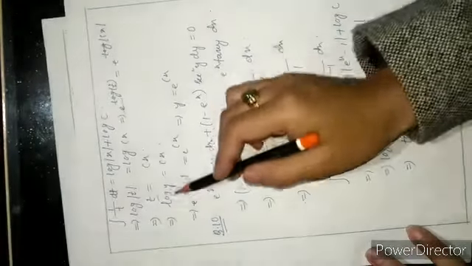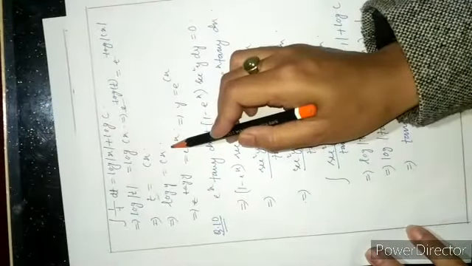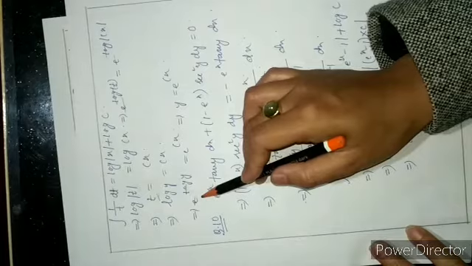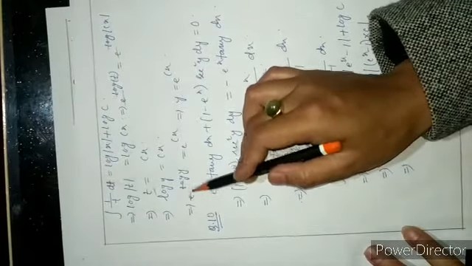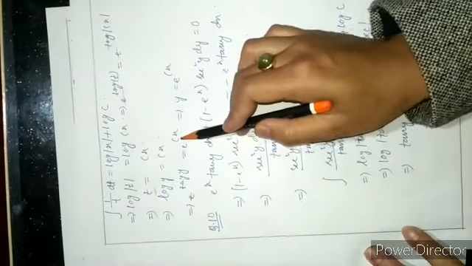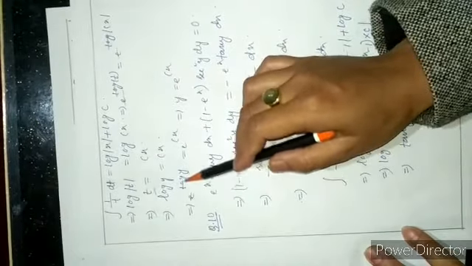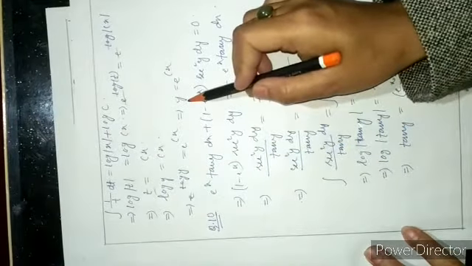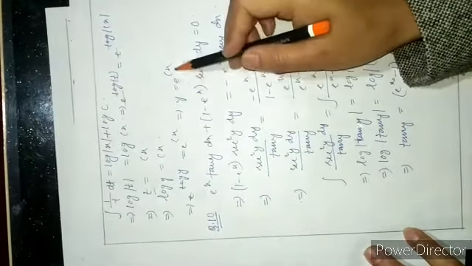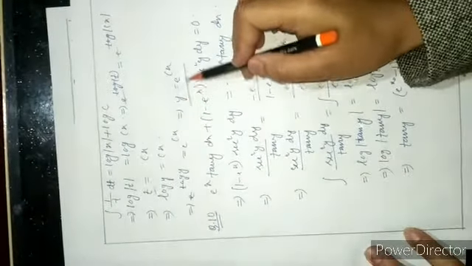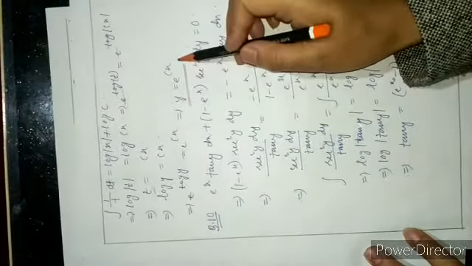Then replace this t by log y, which is equal to cx, and again giving exponent power on both sides of the equation. e to the power log y is equal to e to the power cx. Cancelling e and the log, we have y on the left hand side, and on the right hand side we have e to the power cx, which is the general solution of the given differential equation.